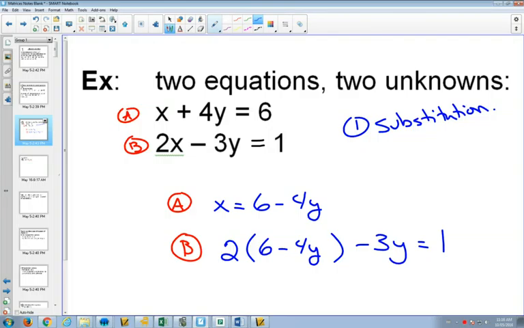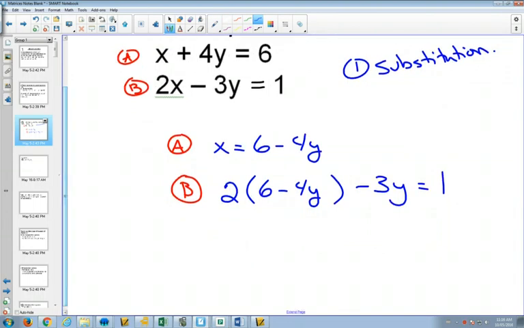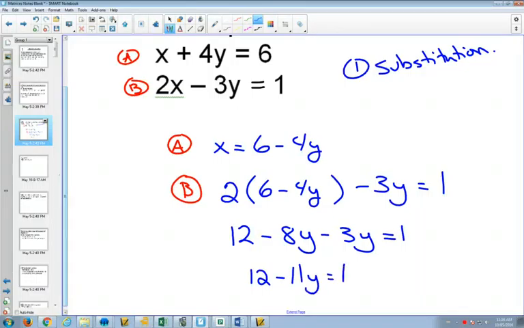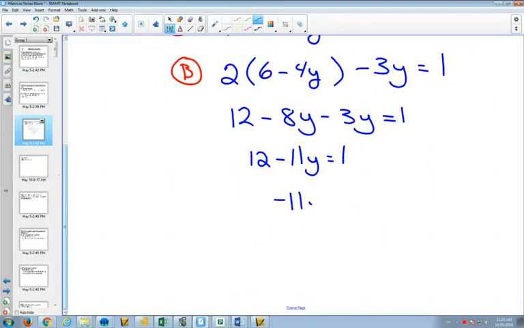And what that does is that it changes an equation with two things that we don't know to an equation with just one variable. And then you can use all of your techniques for solving equations, multiply that 2 through, combine your like terms. I'm going to get 12 minus 11y equals 1. Subtract 12 on both sides. Divide by negative 11. And we find out that y would have to be 1.